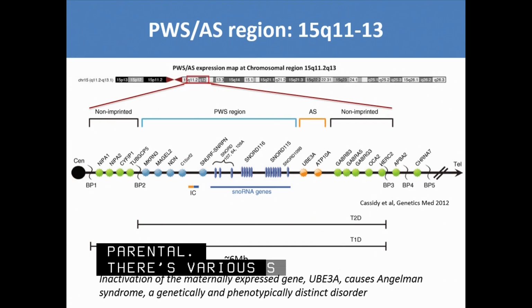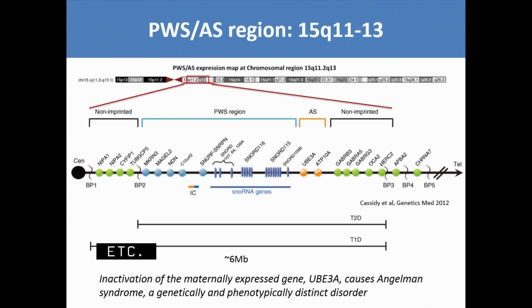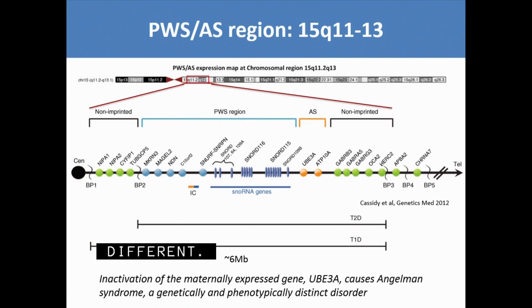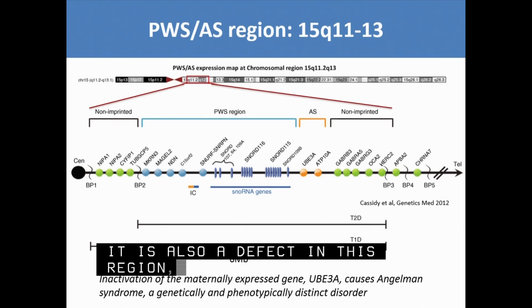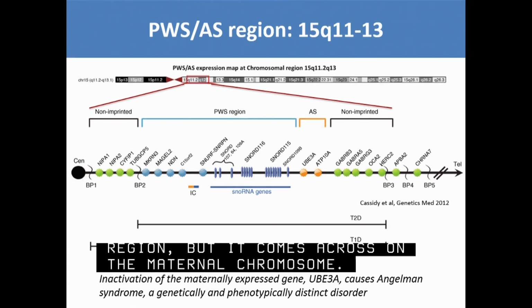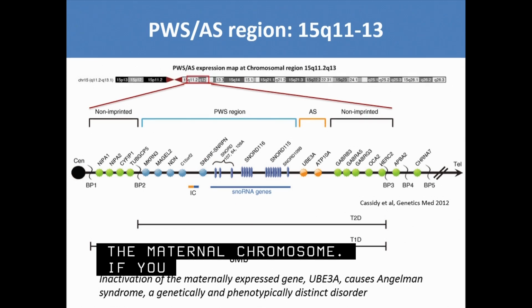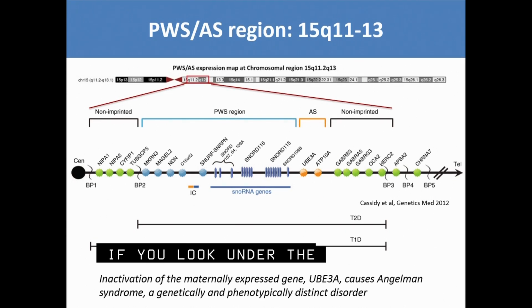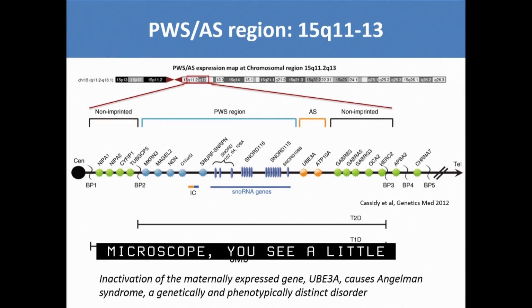And in the fall, the Angelman group presented. Angelman syndrome, a much different syndrome, is also a defect in this region, but it comes across on the maternal chromosome. So if you delete or have uniparental disomy of UBE3A, or if you have a mutation or an imprinting defect, you get Angelman syndrome. Very different, but it's the same exact chromosome region. If you look under the microscope, you see a little deletion, but you can't tell if that's on the mom or dad's chromosome. The syndromes are very different.